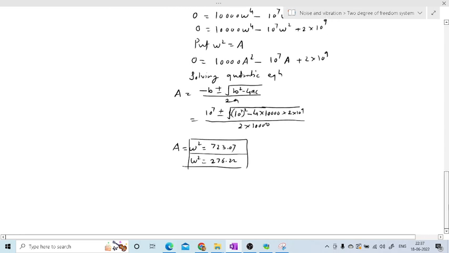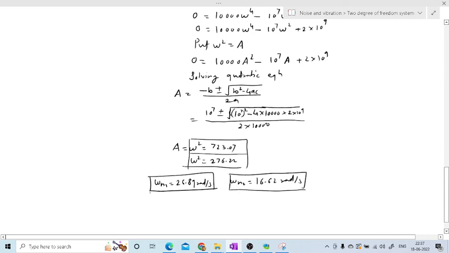But we want the natural frequency, so take the root. Omega n1 is the root of the first value, which is 26.89 radian per second. This is the first answer, and the second answer is the root of 276.22, which is 16.62. So these are the two natural frequencies of the given problem statement.